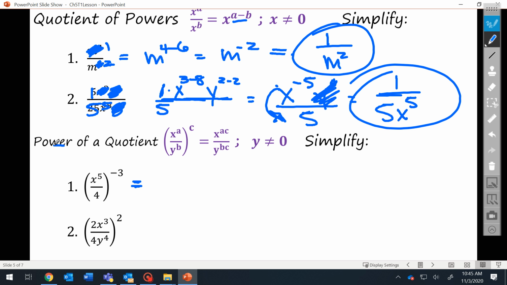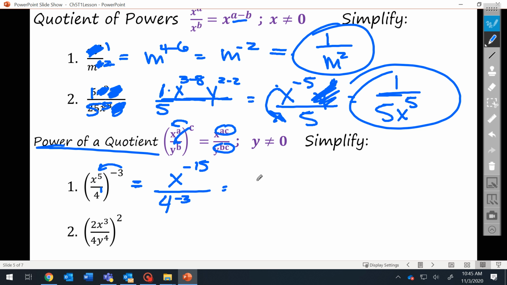All right, power of a quotient is kind of like distributing the power to the numerator and denominator, a over b to the c. So this negative 3 is going to go to the 5th to the 5 on the numerator. Remember, this is 4 to the first power. So we got x to the negative 15 over 4 to the negative 3, because 1 times negative 3. All right, well, some of this is going to have to switch places, because this is negative, so the 4 comes to the top with the power of 3, and the x goes to the bottom with the power of 15. They're both going to switch because they're both negative.